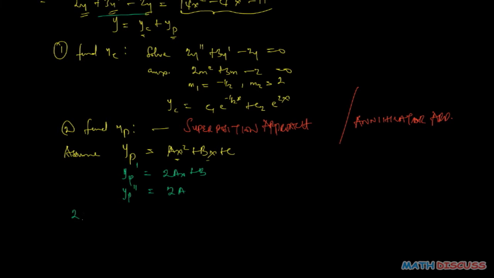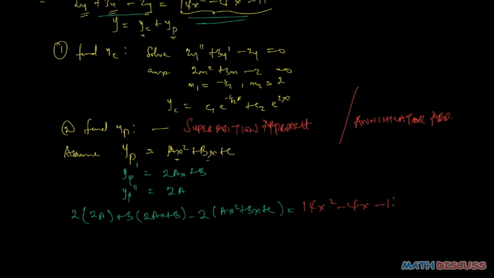So we have 2 times y'', which is 2 times 2a, plus 3 times yp', which is 2ax + b, then minus 2 times y, that is ax² + bx + c. Now this equals the right hand side, which is 14x² - 4x - 11.